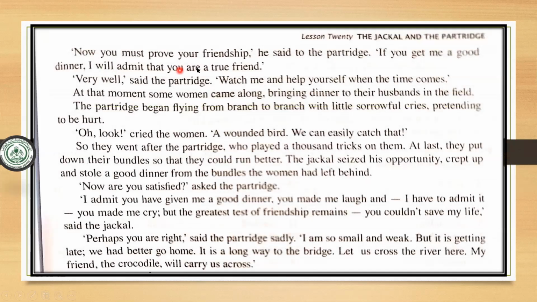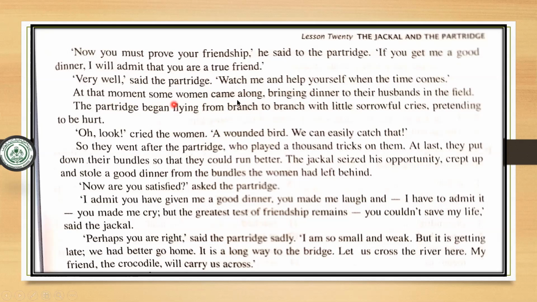"Now you must prove your friendship," he said to the partridge. "If you get me a good dinner, I will admit that you are a true friend." Now the third test was that you will definitely bring food for me, or give me some kind of dinner. "Very well," said the partridge. "Watch me and help yourself when the time comes."